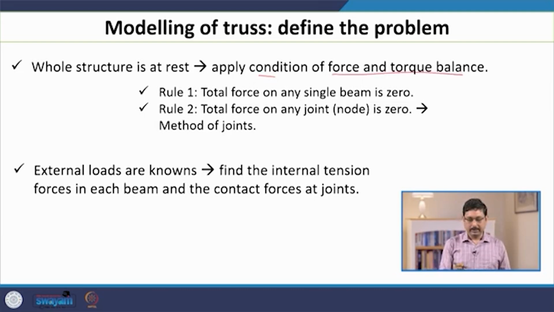Now, there are two rules that follow from Newton's laws of motion. If we apply the condition of force and torque balance, then on any single beam, no matter how complicated your given structure or framework is, the total force on any single beam is 0. That is the first thing. And the total force on any joint is also 0.